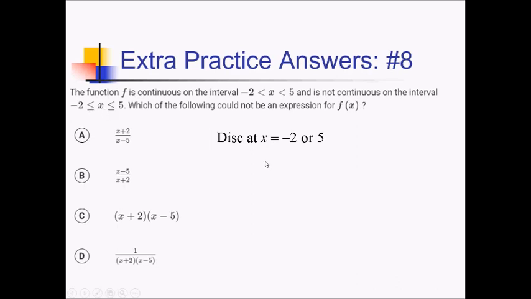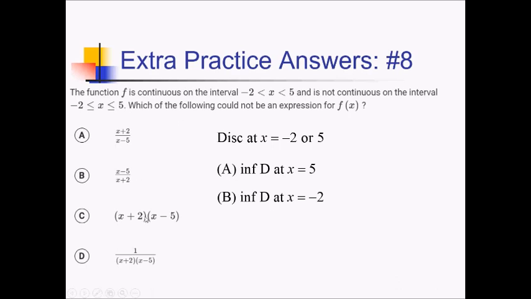Looking at our answer choices then, choice A, we have a discontinuity at x equals 5 because of that denominator. So that means this could be the expression we're talking about that has that discontinuity. So we're not going to pick it, because we're looking for the one that can't possibly have this interval. Then choice B, we have an infinite discontinuity if you look here at -2. That also could be the function that we're talking about, so we can't pick choice B.